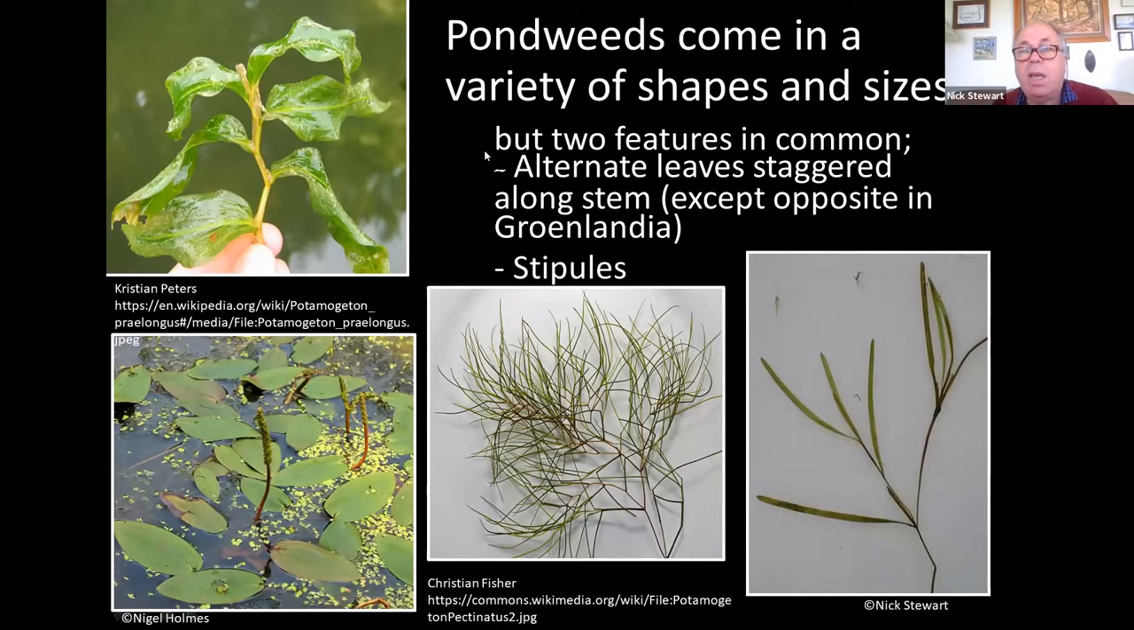So pondweeds come in a variety of shapes and sizes, but they all have two features in common. There are some that have floating leaves that float on the surface, some with expanded underwater leaves. There are ones that look very stringy, and one or two that are quite strappy in shape. But they all have alternate leaves, with the exception of Groenlandia, which I'll come to later. But they have alternate leaves, and they also have stipules.